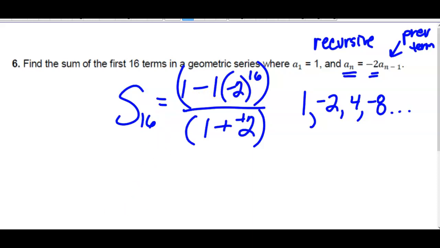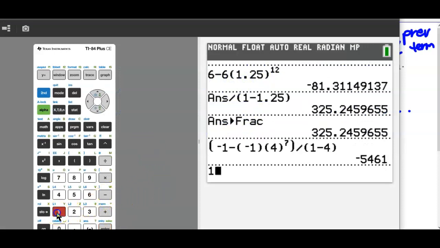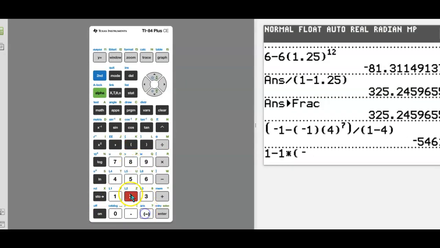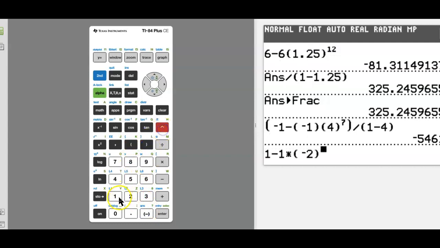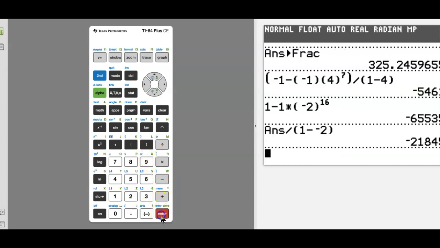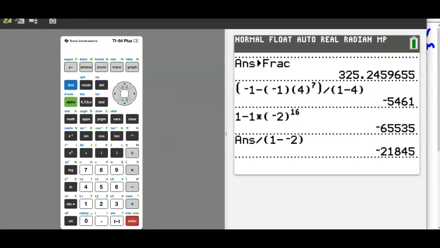So when you type this, you could go 1 minus 1 times -2 to the 16th. And then you're going to divide by the quantity 1 minus -2. So I got -21,845.